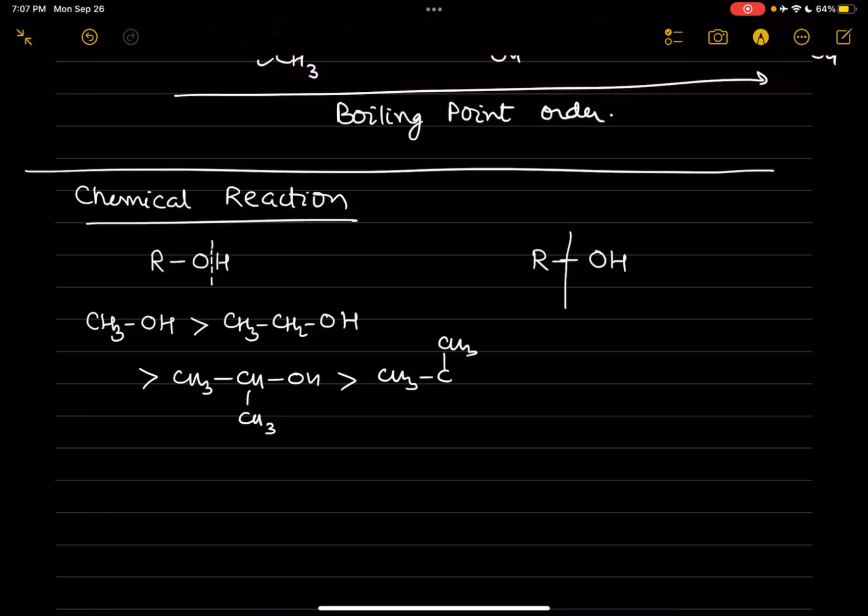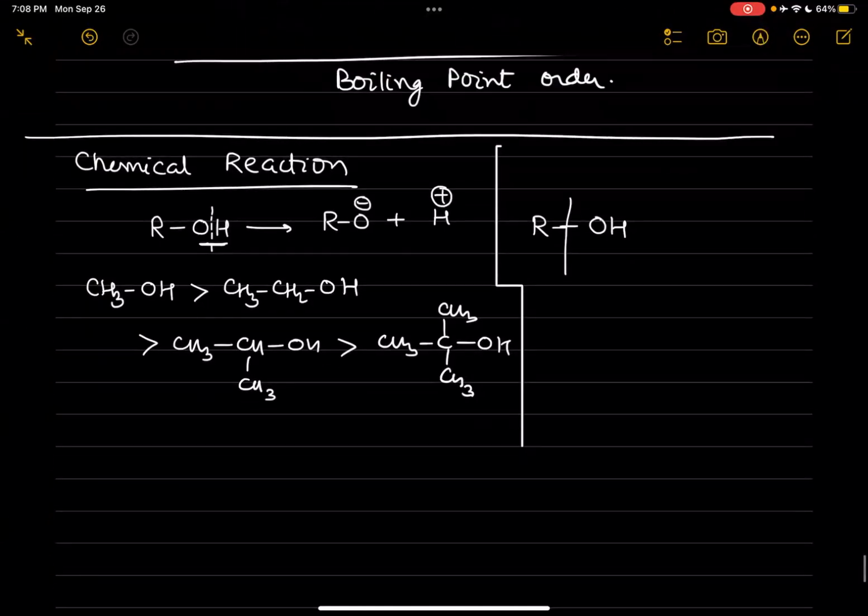Sir, could you say this once again? Could you explain this once again? Yes, I'm trying to explain. There are two types of reactions related to alcohol. One is in which the H plus is getting removed. If you are removing the H plus, that is the acidic strength of the alcohol. Because when you remove H plus, you get H plus and RO minus. For that, the more the number of carbon atoms, the lesser the acidic strength of your alcohol will be.